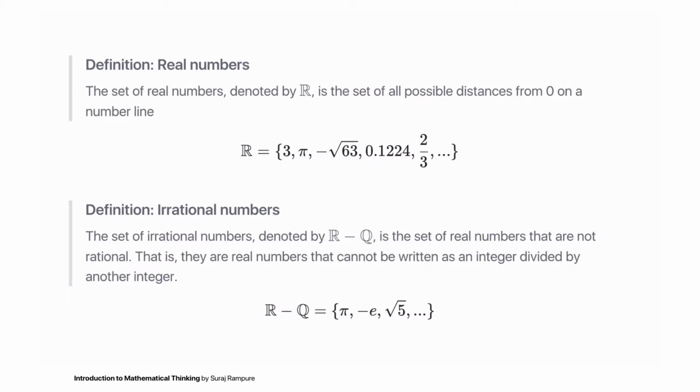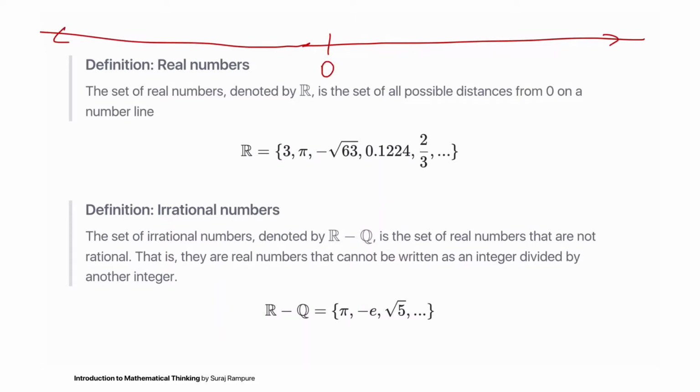Okay, so the real numbers, which usually when we're talking about functions is what our domain and codomain are, denoted by this fancy R, is the set of all possible distances from 0 on a number line. This is a fancy way of looking at this definition, but suppose we have a number line extended infinitely long in both directions. The real numbers are all possible distances from 0.